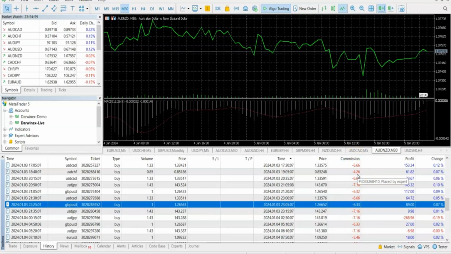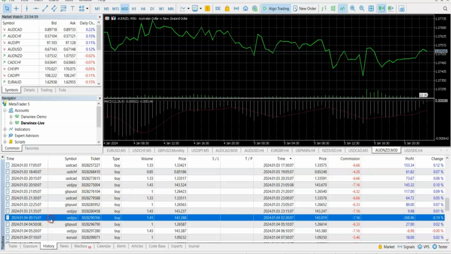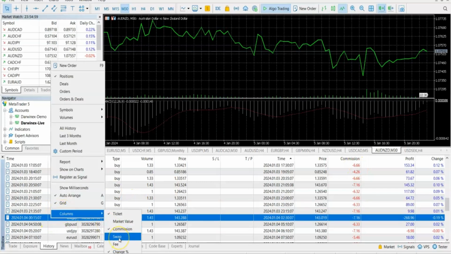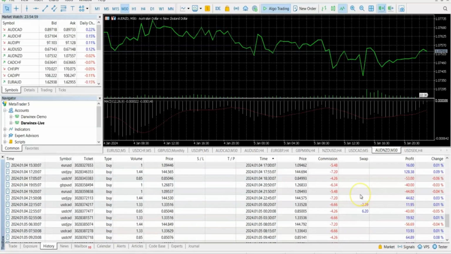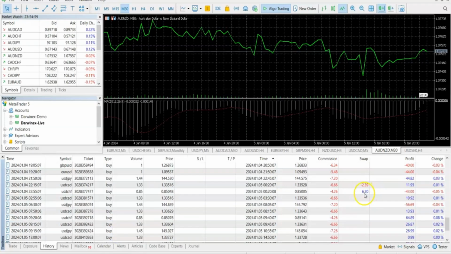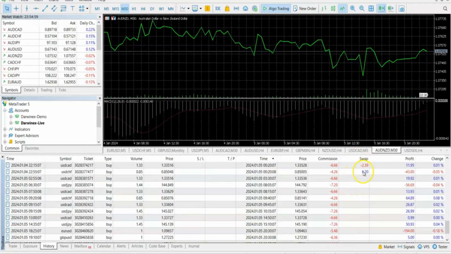There is another cost that you might have to incur, and that is swap value. So if I click on swap, let me show you an example of swap. So yeah, look at this. Swap is something that can either cost you money or get you some marginal benefit. And why are we incurring this cost? This cost is incurred every time you hold your positions overnight.